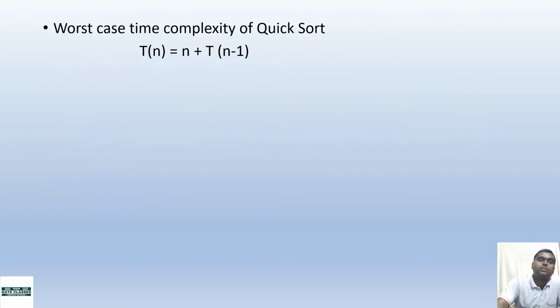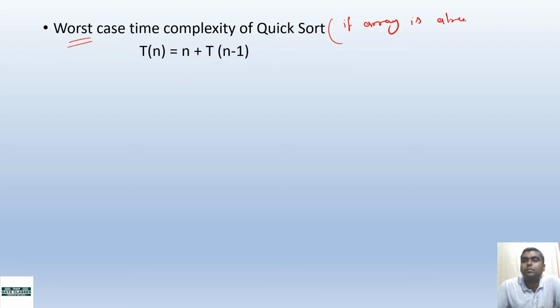Now what is the time complexity of quicksort algorithm? So worst case time complexity. What is the worst case time complexity? Worst case time complexity means if the array is already sorted, in any order. That is ascending or descending.